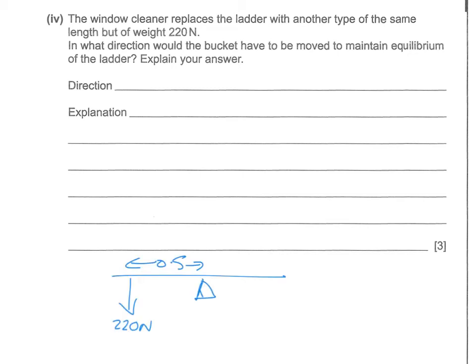if we now have 220 at a distance of 0.5 of a meter from his shoulder, then that creates more anti-clockwise moment, and as a result of that, the clockwise moment on the other side would have to increase, so we would have to move the bucket further out towards the end. So towards the end or to the right would be the correct direction, and the explanation is that the heavier ladder will create more anti-clockwise moment, and so the bucket is needed to create more clockwise.